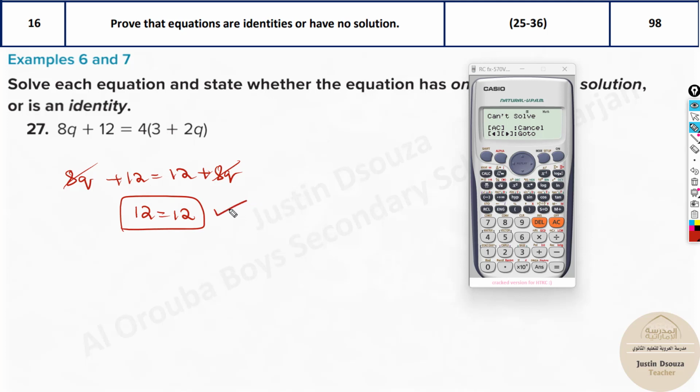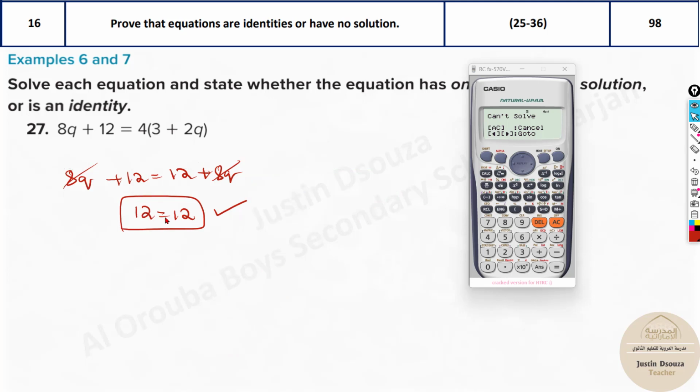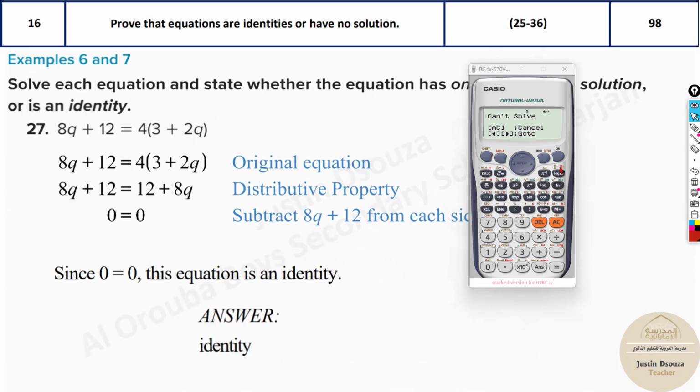Isn't this correct? In such cases, this becomes an identity. That means it's true for all real numbers. Now here, it's identity. That's what you need to write. Okay, the answer is identity, because now what we got is 12 equals 12. Now if you divide both the sides by 12, it becomes 0 equals 0. Yes, all the time it will be true. All the time this equation will be true. Now if you put it in the calculator, let's see what happens.